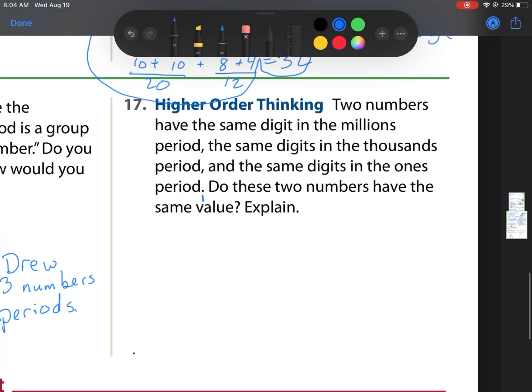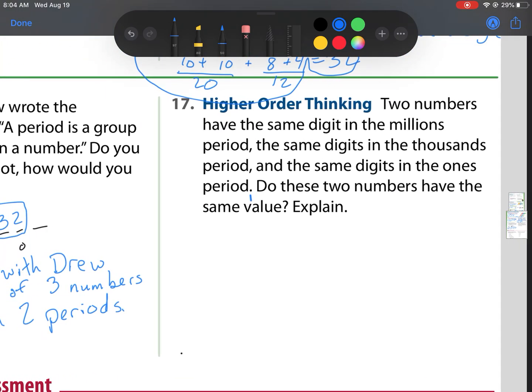Number 17 now, higher order thinking. So these are our hard ones. Two numbers have the same digit in the millions period, same digits in the thousands period, and the same digits in the ones period. Do these two numbers have the same value? Well, let's check. So I have two groups. And it's saying two numbers have the same digit in the millions period. So let's check. Our millions period is right here.